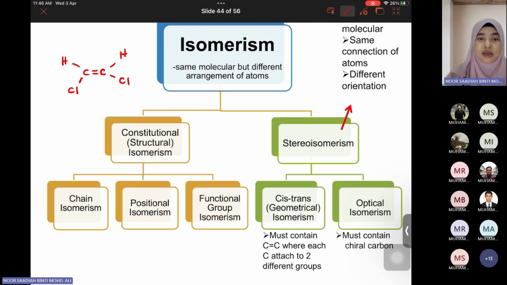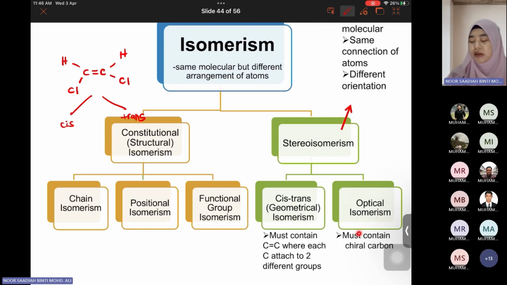But still, the requirement said that each carbon, so we have to consider each of them, one by one. The first carbon, two different groups, pass. Second carbon, also two different groups, pass the requirement as well. That's why this is the example where the organic compound can show cis-trans isomerism. And when you have cis-trans isomerism, it will exist in two isomer forms that we call cis isomer and also trans isomer. So which one is cis and which one is trans? Let's discuss in the next slide.